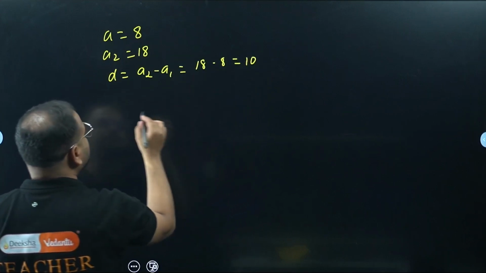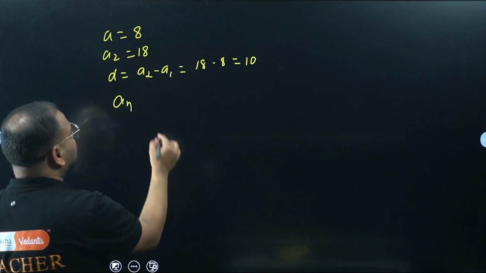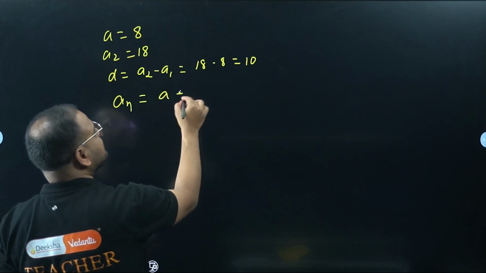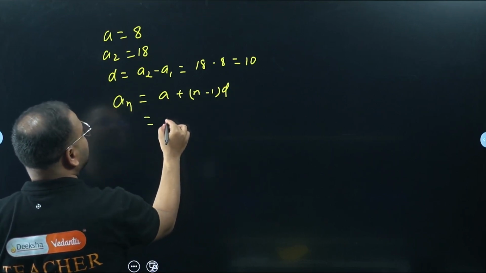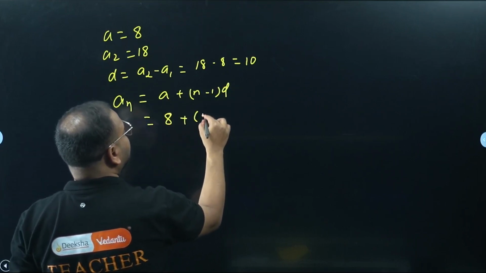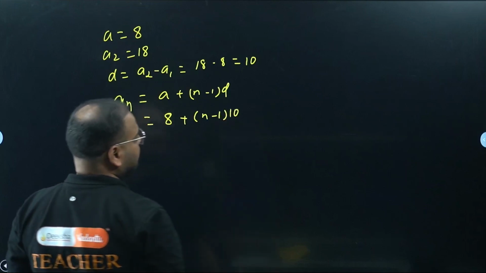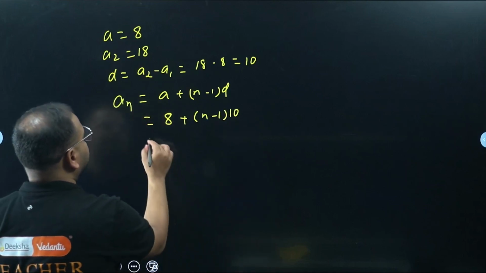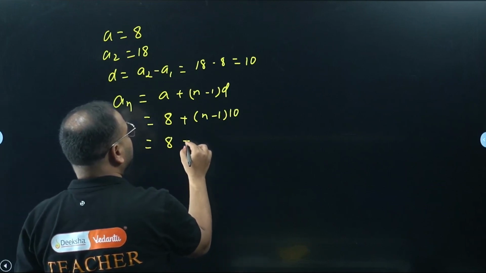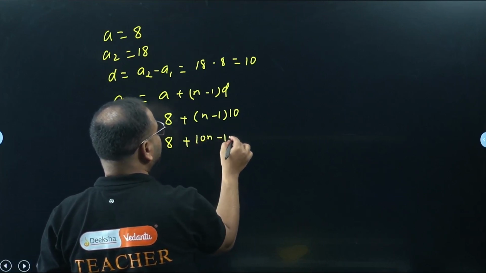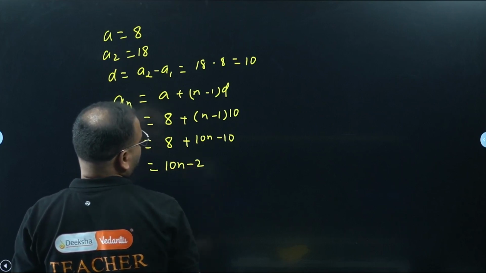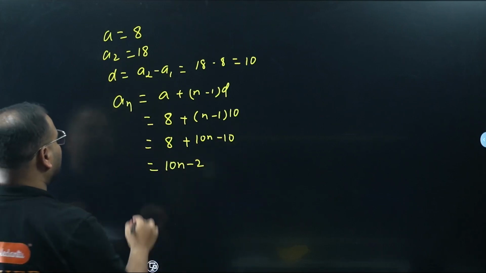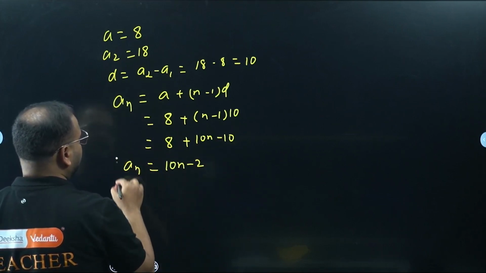So my common difference is also known now. They're asking us to find the nth term. The nth term is An, A plus n minus 1 times D. I have the values. A is just 8, n minus 1 times 10. Multiply it with the bracket, so it will become 10n minus 10. It becomes 10n minus 2, as 8 minus 10 is minus 2. So I have this as my nth term.